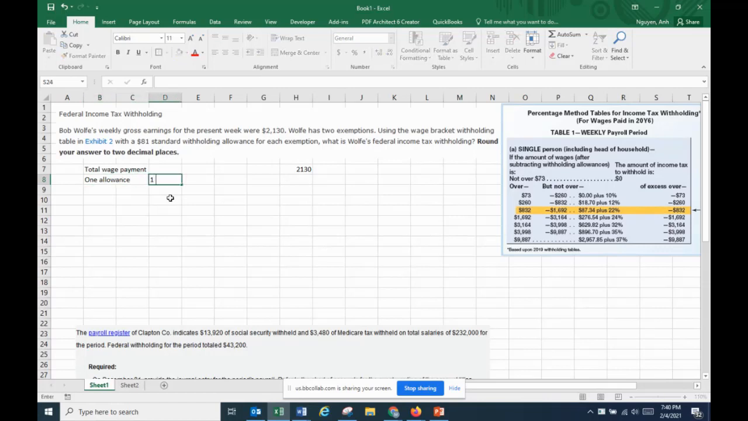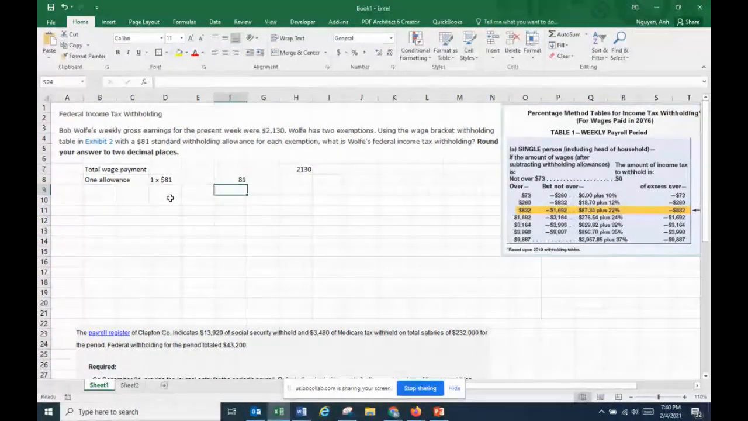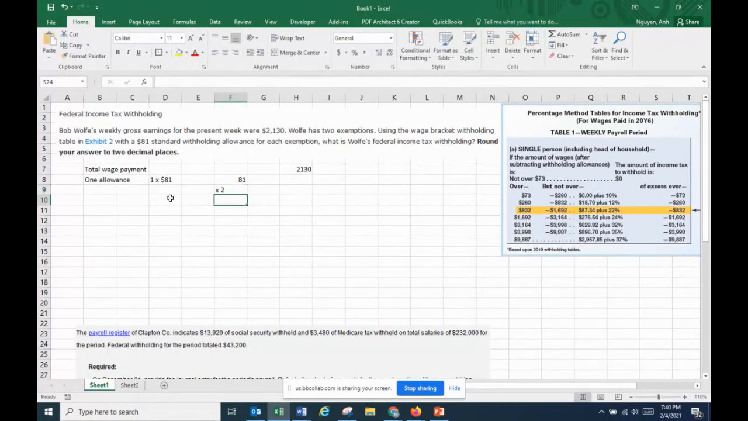So one times $81. The reason I wrote it out is that if you have two, then it's two times $81, which comes out to $162. No, it says, how many withholding? That's two exemptions. My bad. Two exemptions, so we put 81 times two here.